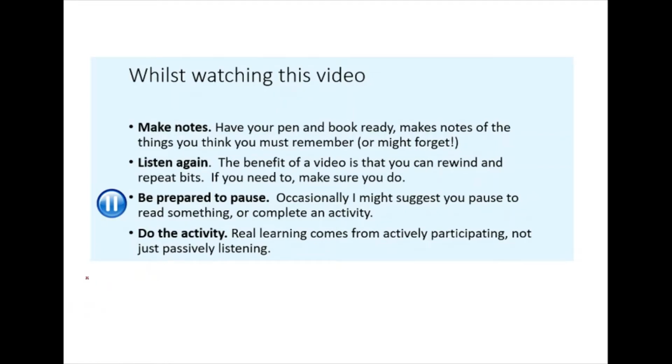Okay, make sure you have a pen and paper ready to make notes of things you think you'll need to remember. Listen again. Remember, a video can be paused and rewound if need be. Be prepared to pause for any activities or to do a quick bit of reading, and make sure you do all the activities. That will help you learn the most.